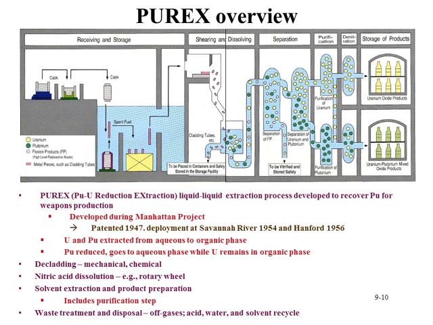The PUREX process, which stands for plutonium uranium reduction extraction, is a liquid-liquid extraction process, solvent extraction, and it was developed to recover plutonium. It was developed during the Manhattan Project and patented in 1947. It was deployed at Savannah River in 1954 and at Hanford in 1956, and it was the workhorse for plutonium recovery at these sites from those dates.